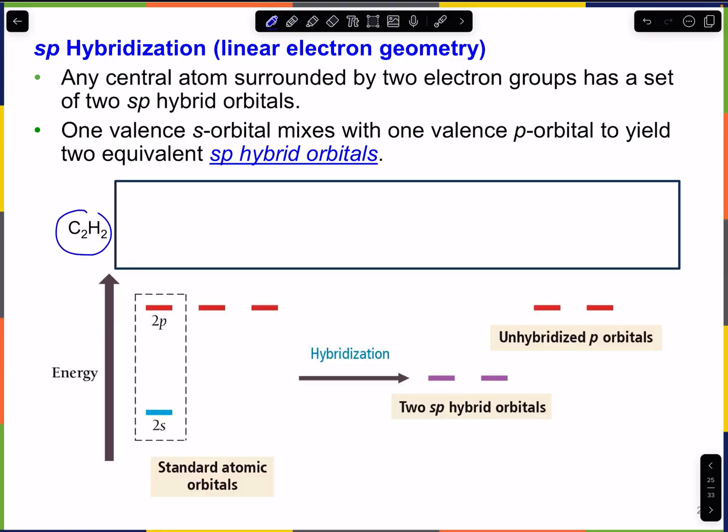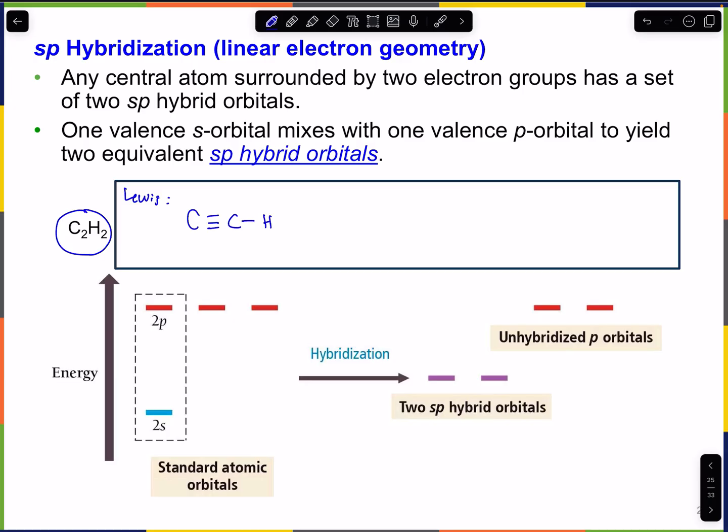One example of when that's going to happen is the C2H2 molecule. To make sense of this in terms of the Lewis structure, we need to have the carbon atom at the center, or one of the carbon atoms, making a triple bond with the other carbon atom.